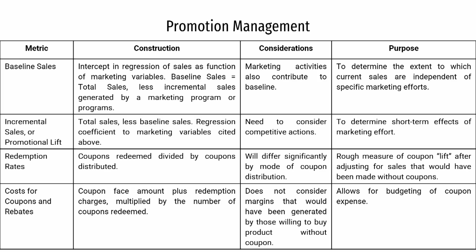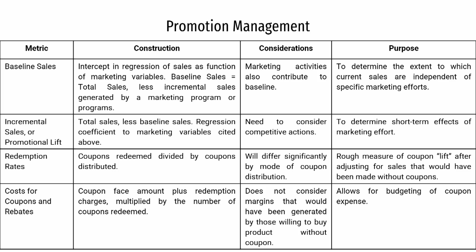Then comes redemption rate. This is constructed as coupons redeemed divided by the total number of coupons distributed. The consideration is that it will differ significantly by mode of coupon distribution. The purpose is a rough measure of coupon lift after adjusting for the sales that would have been made without coupons.